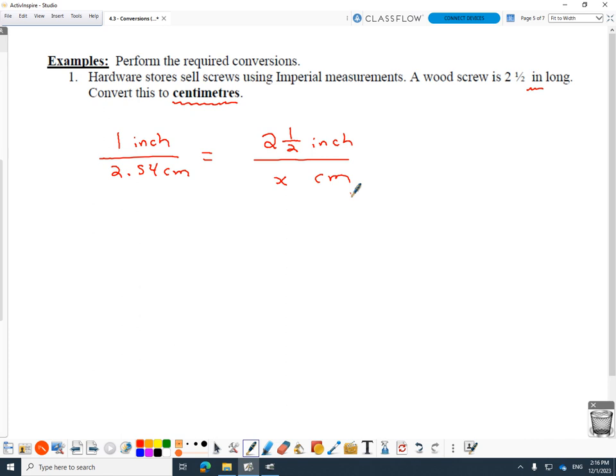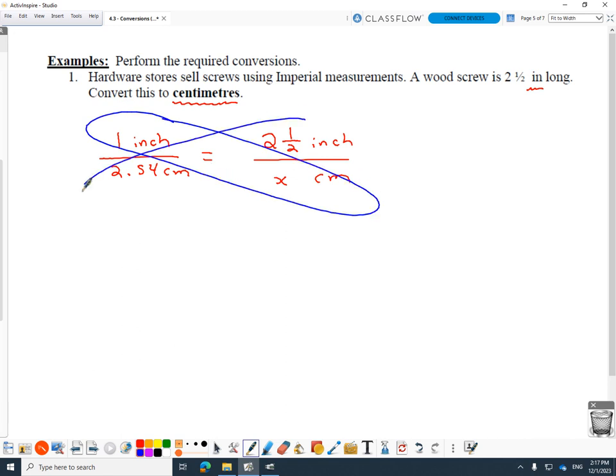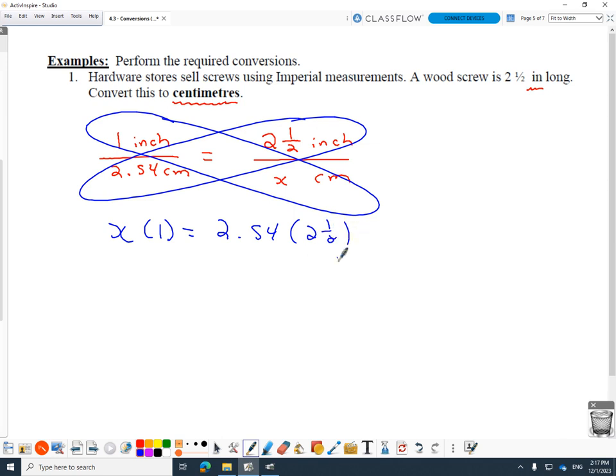Can we do the butterfly? That's exactly what I've set up here. All measurement conversions can be done using the butterfly, the cross multiply. X times 1 is 2.54 times 2.5. Now, what do you want to do with that 2.5? We got some choices here. We can let our calculator handle it.